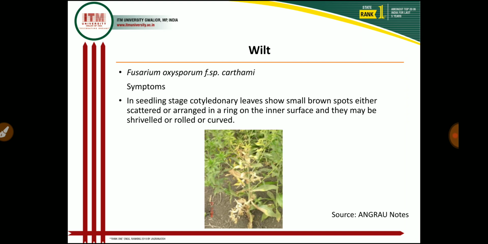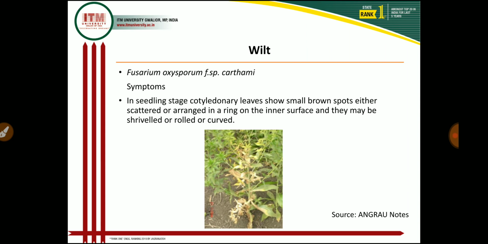Then the first disease is the wilt. Safflower wilt is caused by Fusarium oxysporum f. sp. carthami. It is a very important disease in safflower, and it occurs mostly in Uttar Pradesh, Madhya Pradesh as well as Andhra Pradesh regions where safflower is grown, but the disease is most prevalent in the Maharashtra region, and almost 5 to 10% crop losses occur due to this wilt disease.